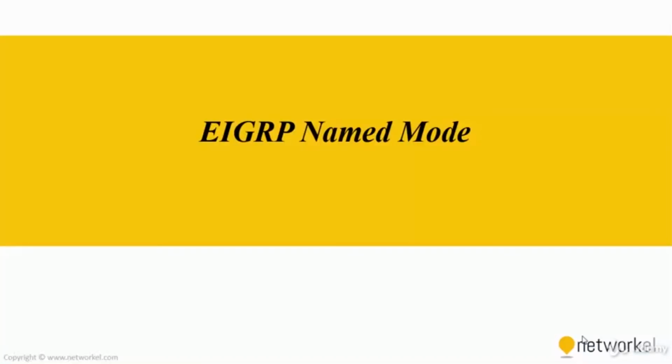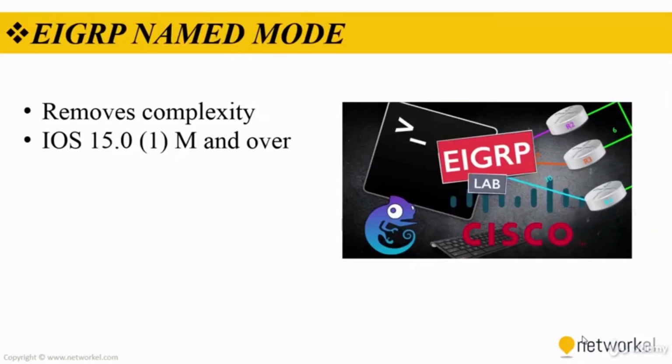In our next section, we're going to talk about EIGRP named mode. Configuring EIGRP for both IPv4 and IPv6 on the same router can become a complex task because configuration takes place using different router configuration modes. EIGRP named mode allows EIGRP to be configured for both IPv4 and IPv6 under a single configuration mode by removing the configuration complexity.